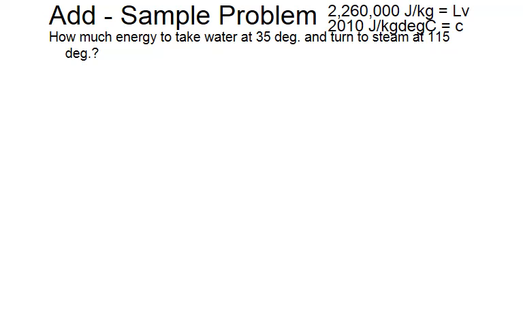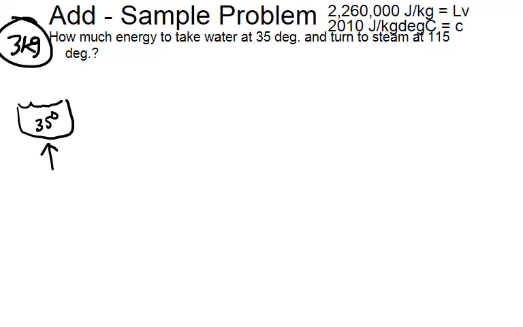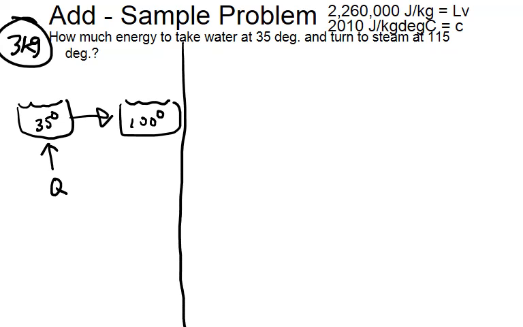So this is a 3-stage process. Forgot to put how much mass. It's 3 kilograms. So you've got water that's at 35 degrees, and we're going to put heat into it. And when we do, we've got to get it up to 100 degrees before it'll start to vaporize. So that's the first step.